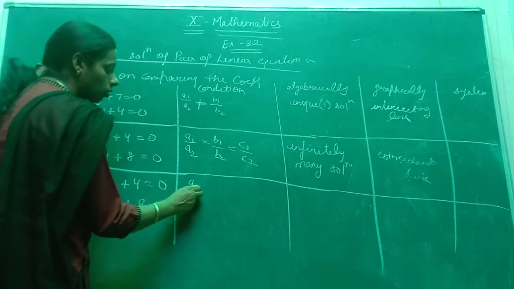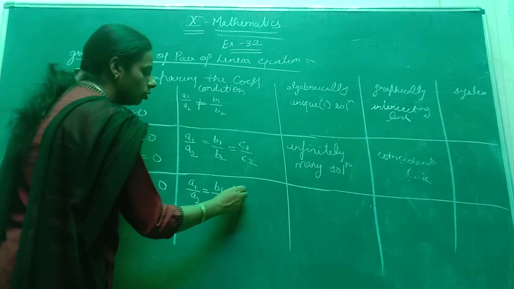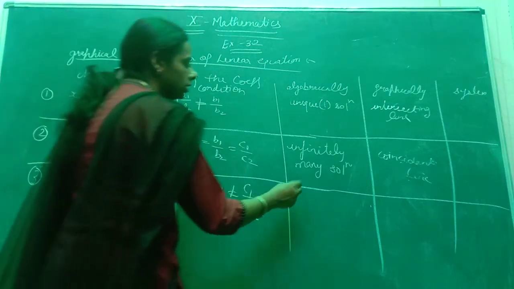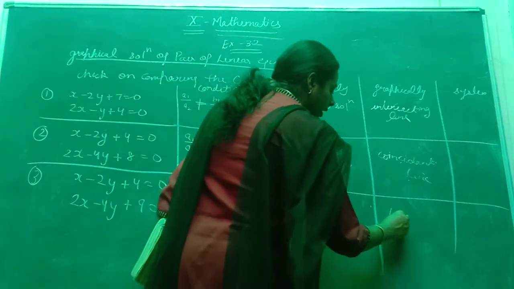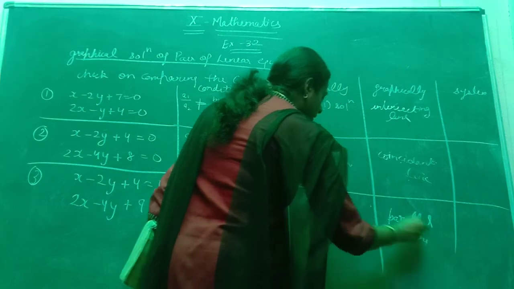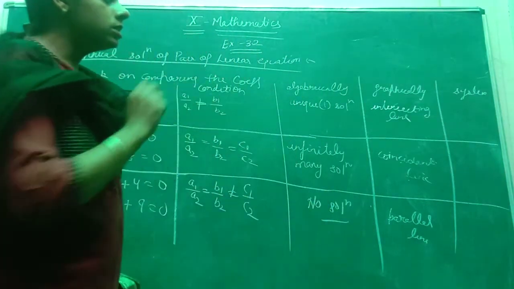This is the example of this type of condition where a1 by a2 is equal to b1 by b2 but not equal to c1 by c2. Then you can say that they are the parallel lines and no solution. And what we can say about the system?